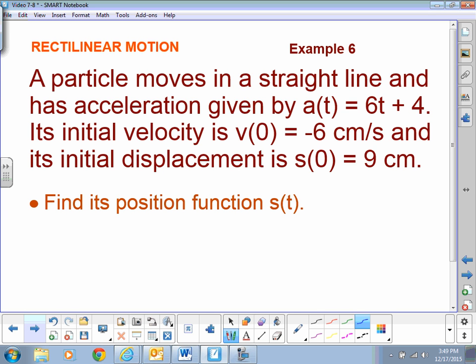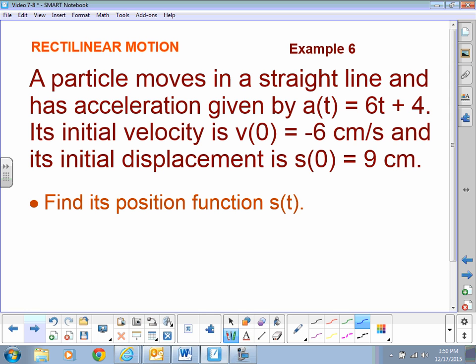All right, we now have a particle moving in a straight line. It has acceleration given by a of t equals 6t plus 4. Remember, acceleration is the same as thinking your second derivative. We're given an initial velocity, v0, of negative 6 centimeters per second. Remember, that's like a point in our first derivative. And an initial displacement or initial position of s0 equals 9. That's like a point in our original function. And we want to find our position function.